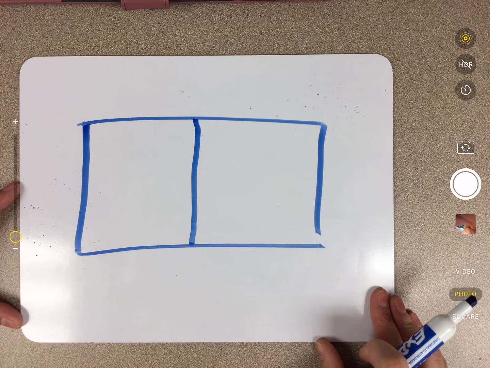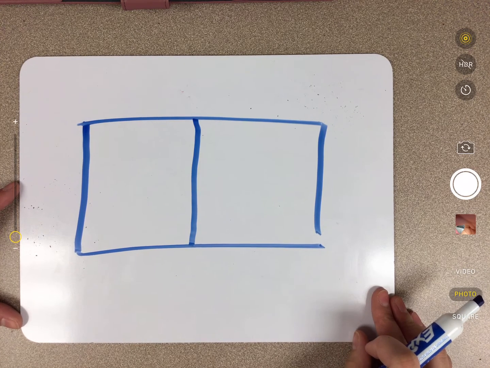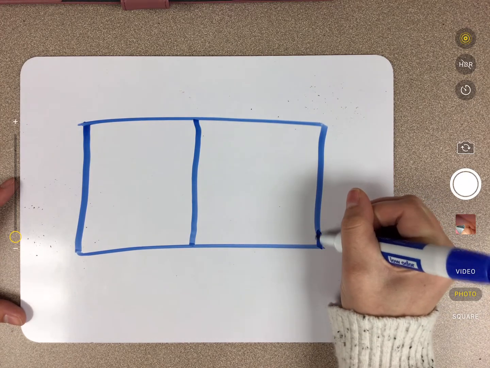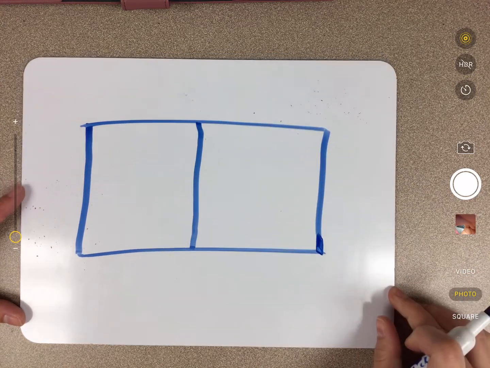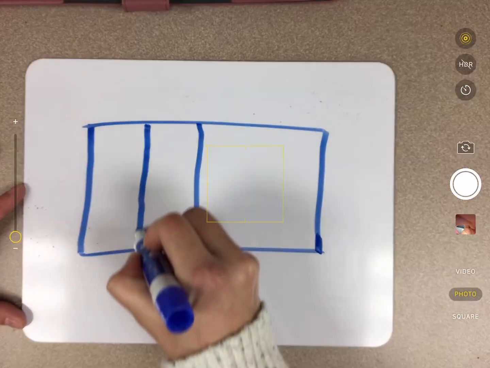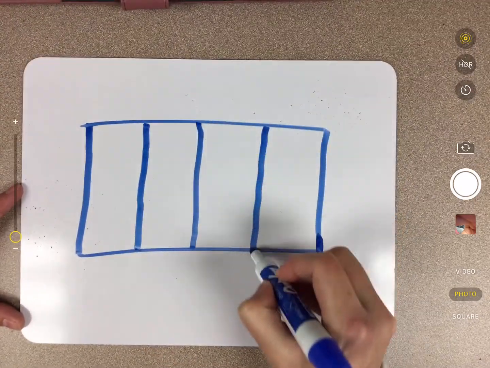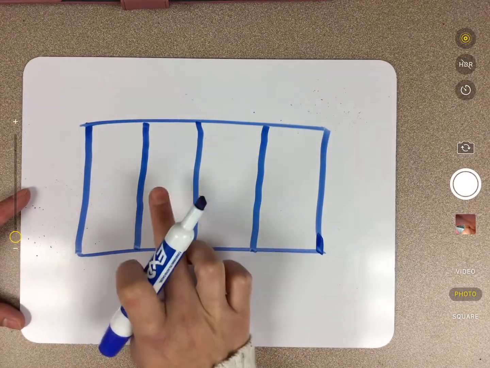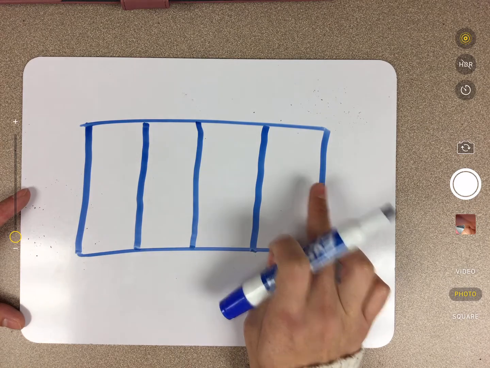Now, how can we increase the number of equal parts to 4? How can I divide this rectangle to increase the amounts of equal parts to 4? I can divide each half in half again, just like this, and I have 4 equal parts. And each part is 1/4, 1/4, 1/4, and 1/4.